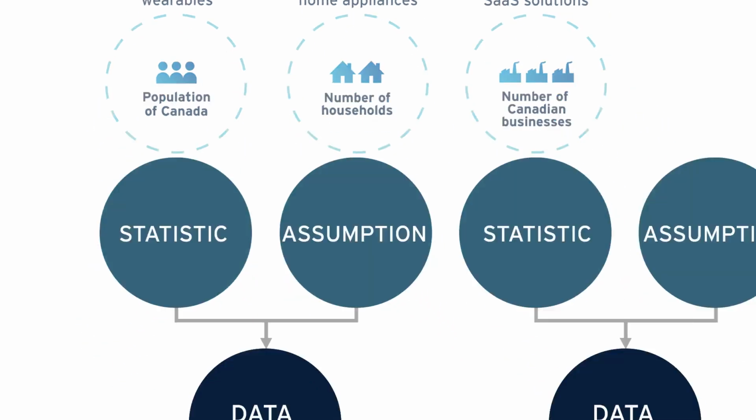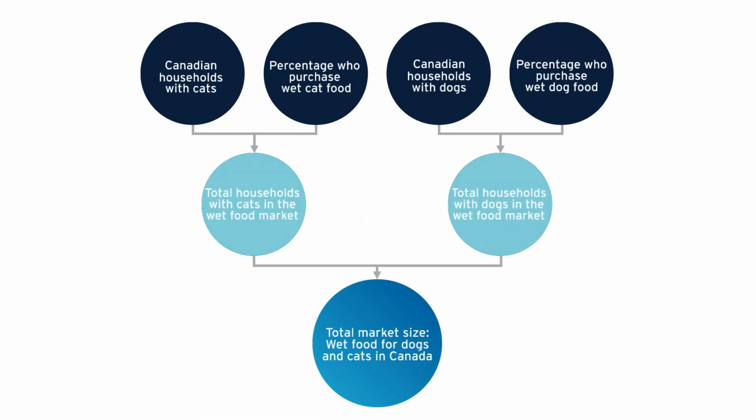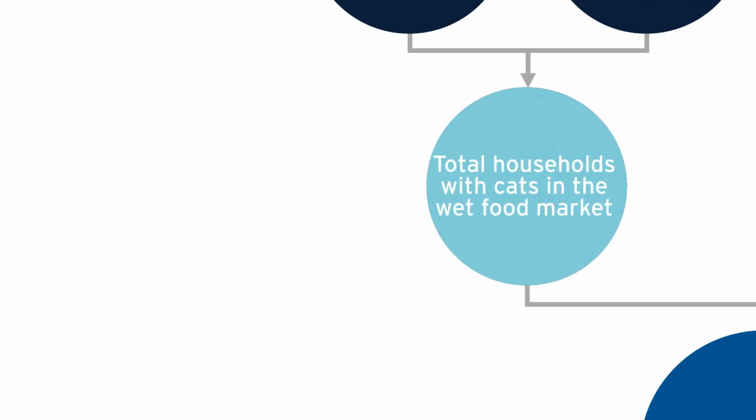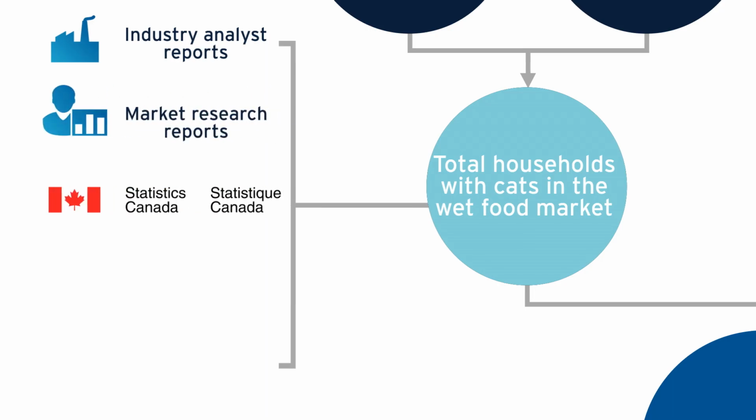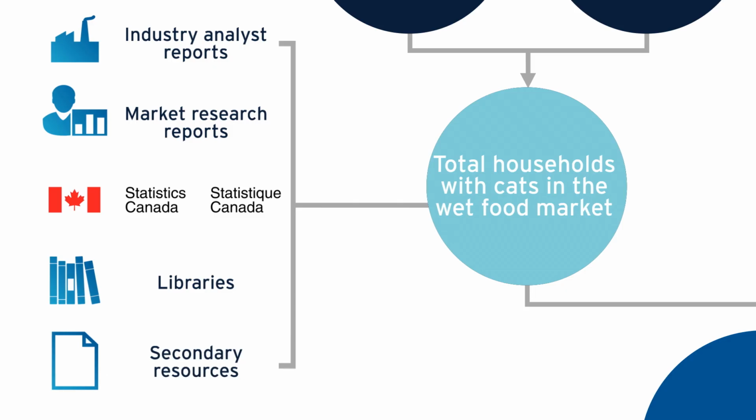Once you have your broad statistic, think about the data points you want to try to find in order to break the number down to your market size. This will help you in the research phase of your top-down approach. To find the data points you need, refer to industry analyst reports, market research reports, Statistics Canada, libraries, and other secondary resources you might encounter in your research.